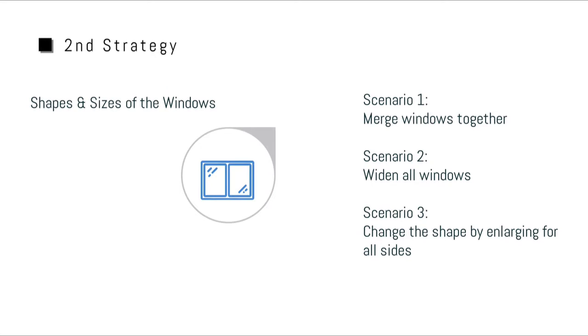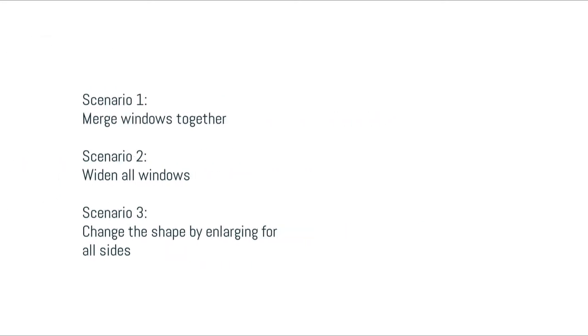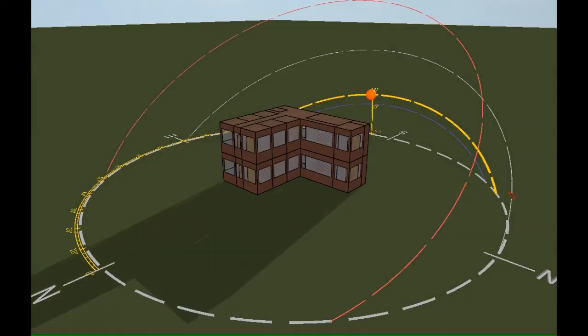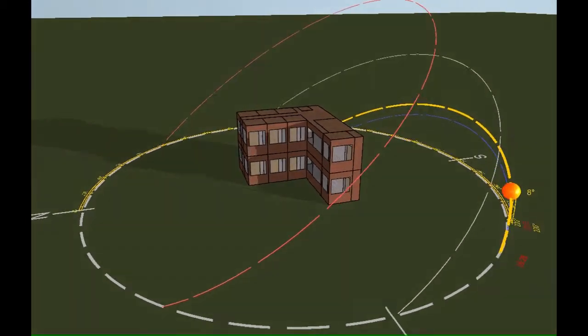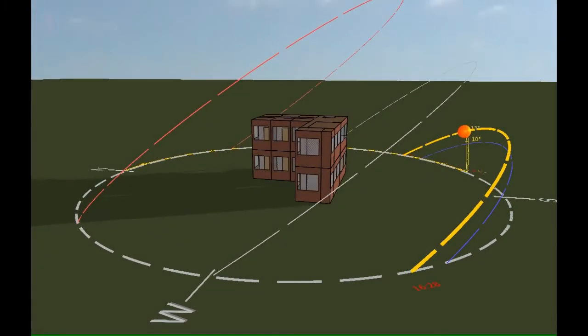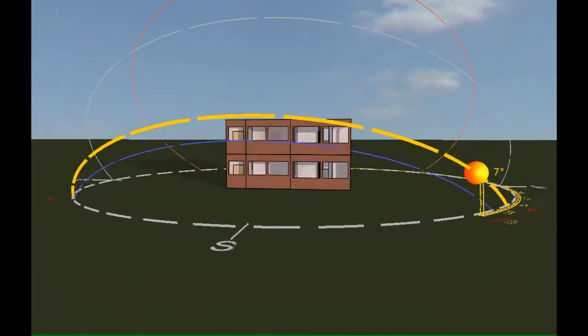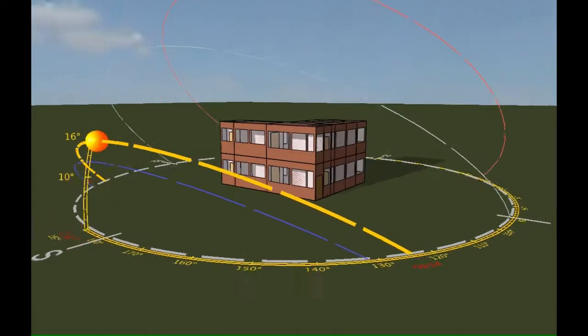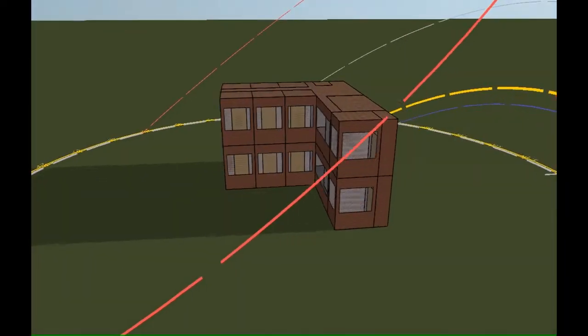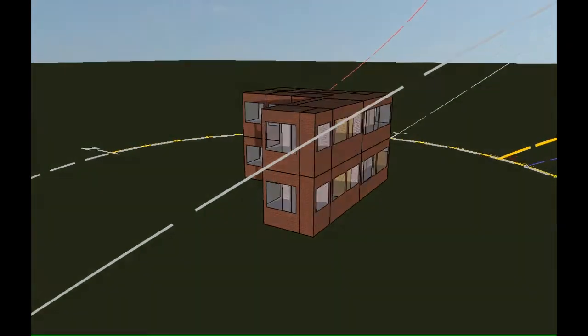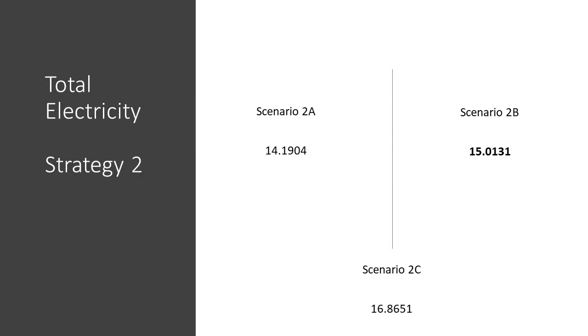As for the second strategy, we explored the shapes and sizes of the window in order to try different placements and their effect on the building. Upon reviewing the results, it was noticed that the values of the velocity, pressure, and temperature did not significantly change. Looking at the total energy, we have selected scenario 2B to take forward into the third strategy.